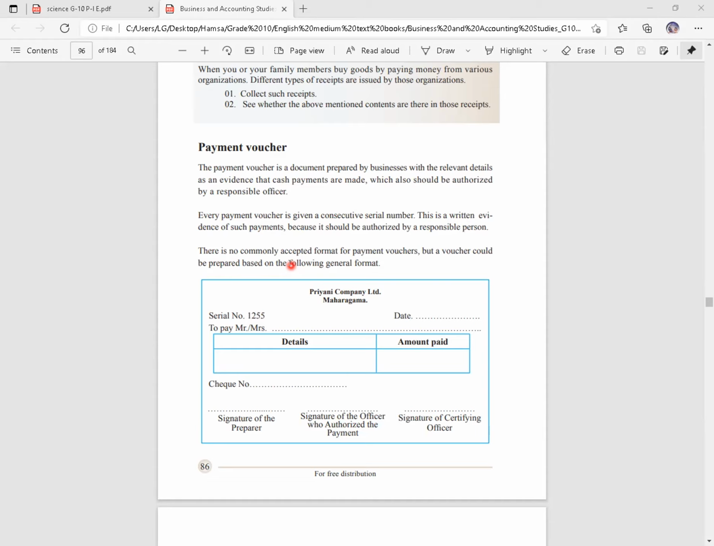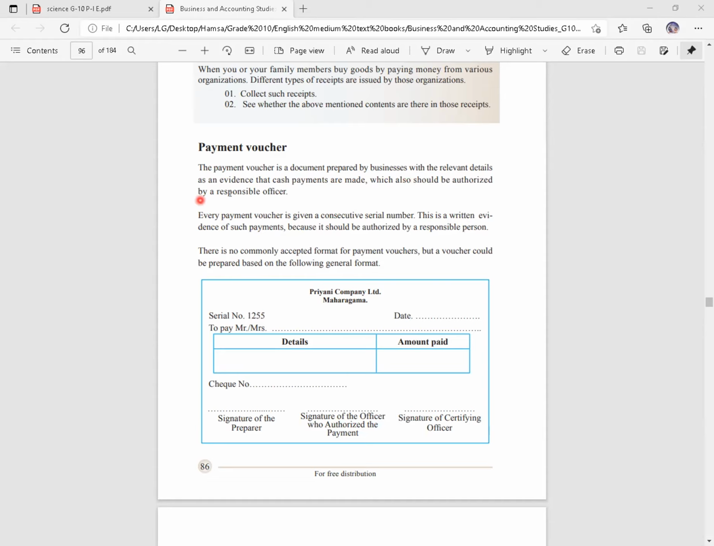Electricity board. Then you will definitely get a payment voucher, right? The remaining part will be there. If you get a full electricity bill, they will tear one part and take it off, and the remaining part will be given to you. So that will be acting as a payment voucher for you, right? So here, the payment voucher is a document prepared by businesses with the relevant details as evidence that cash payments are made.